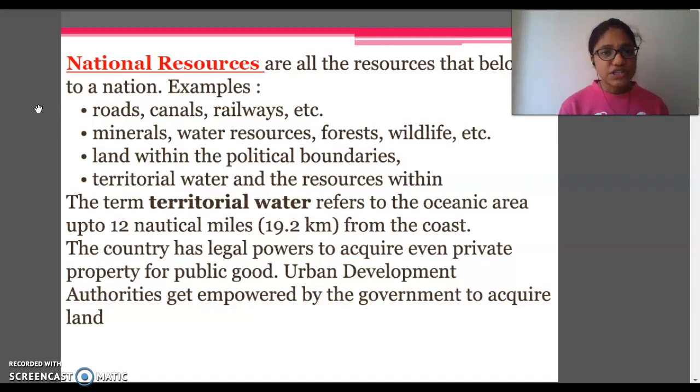Next is national resource. Such resources which belong to a particular nation are called national resources. For example, if we do coal mining on the land of India, then that coal will belong to India only and not any other country. So that coal is a national resource.